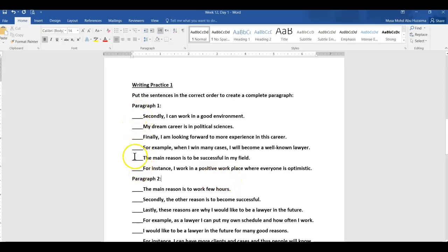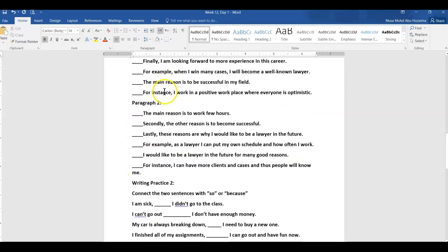Which one is the topic sentence here? You just add 1. Then what comes after? Supporting, you put 2. Which one comes third? You put 3, 4th, 5th, and 6th. Okay, what I do recommend, look at linking words to help you. Secondly, of course, it's not the finally, the last one. For example, the main reason is. For instance, you need to read it carefully and put numbers 1 to 6.